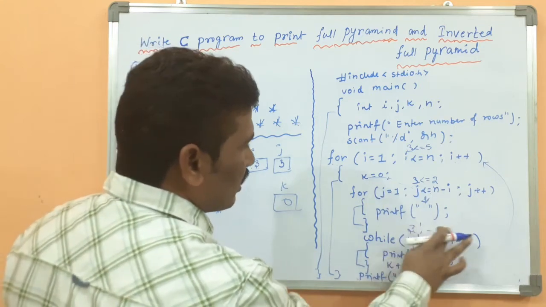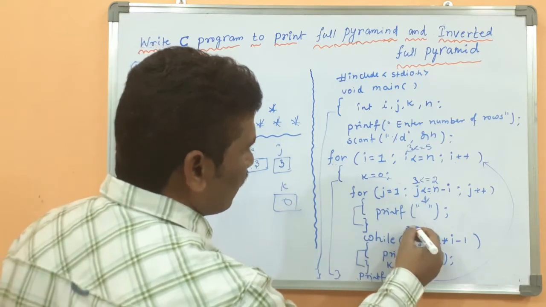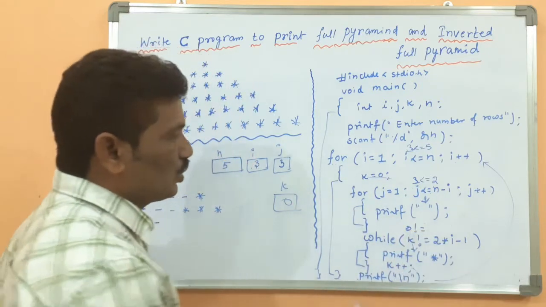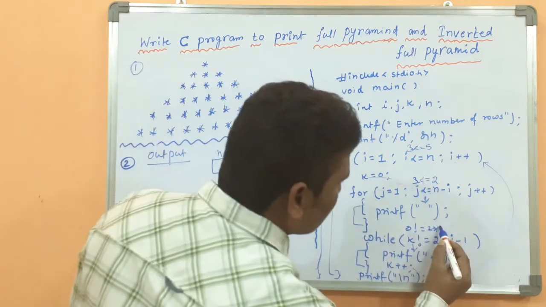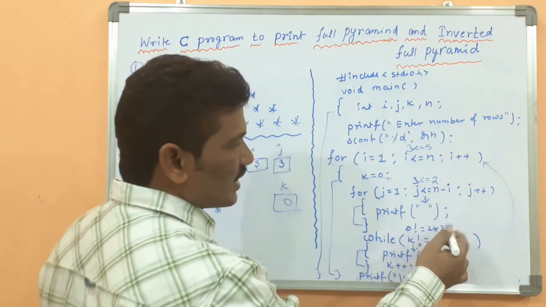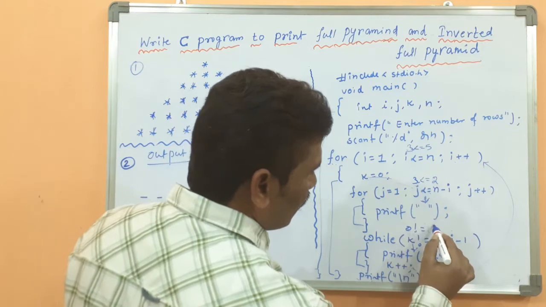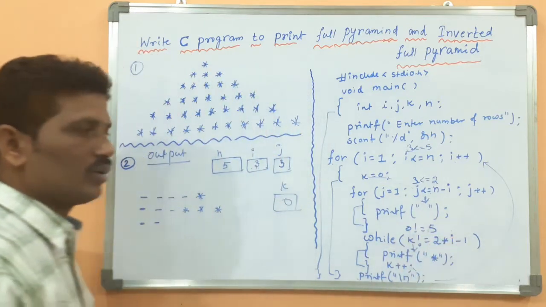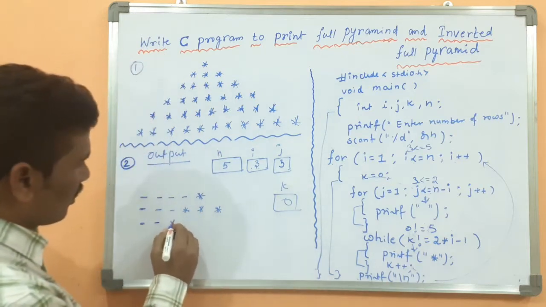Then what is the k value? K value is reset to 0. 0 not equal to 2. What is the I value? I value becomes 3. 3 minus 1, 2 3s are 6, 6 minus 1, 5. Okay. 0 not equal to 5. Is the condition true or false? The condition is true. One star should be printed.